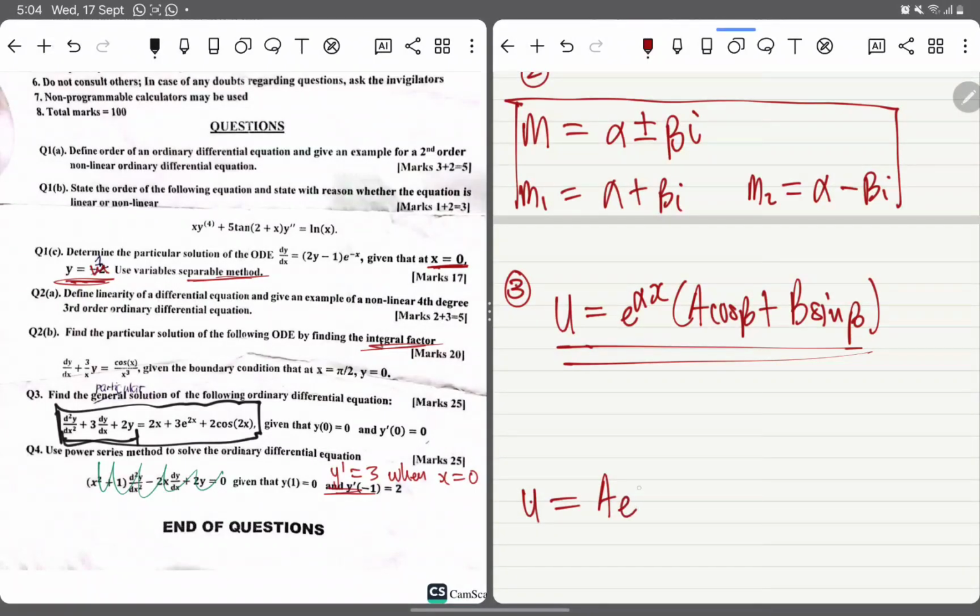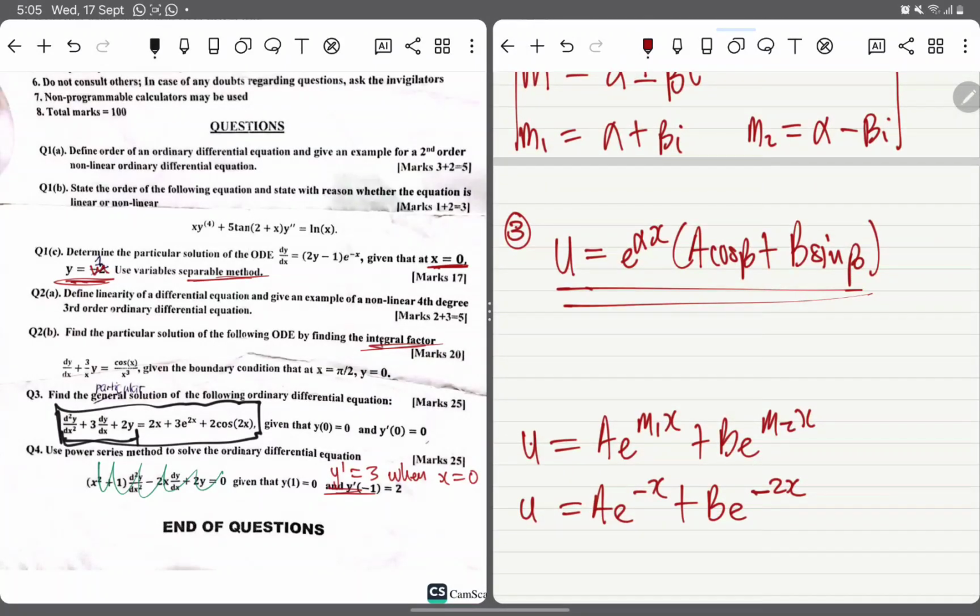Distinct is different. a e to the m1x plus b e to the m2x, which gives us u equal to a e to the negative x plus b e to the negative 2x. And we are done. This is our u.